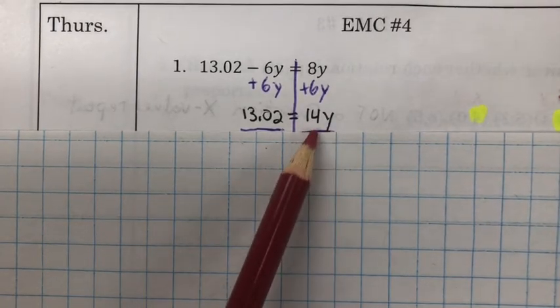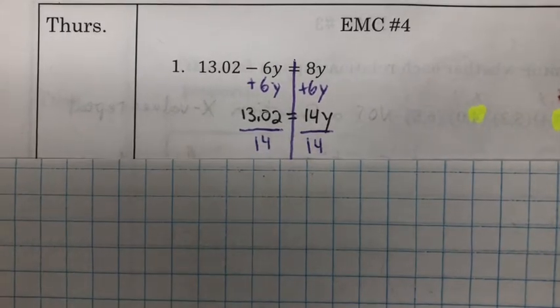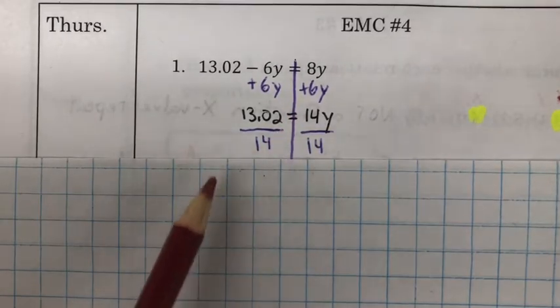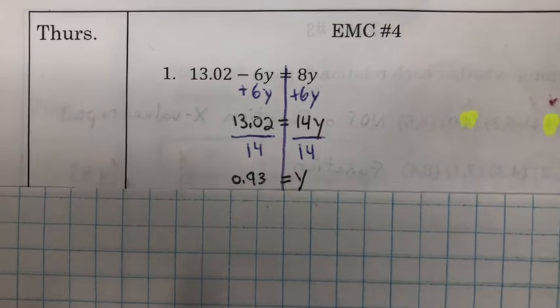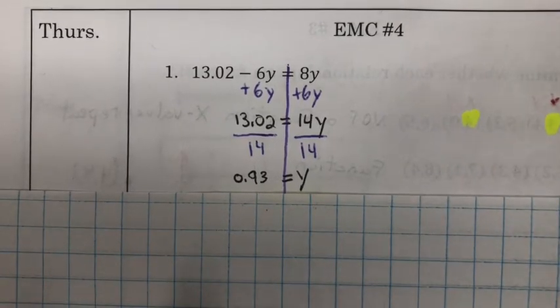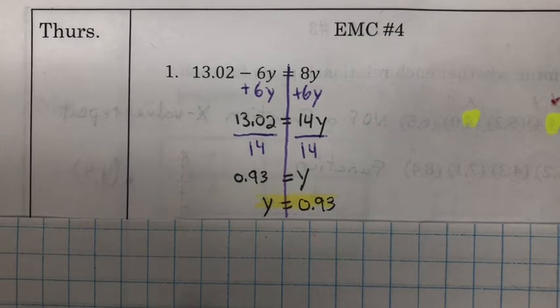Inverse property of multiplication is division. So we divide both sides by 14, creating the big 1. What you do to one side, you do to the other. 13 and 200ths divided by 14 is 93 hundredths. So y equals 93 hundredths.